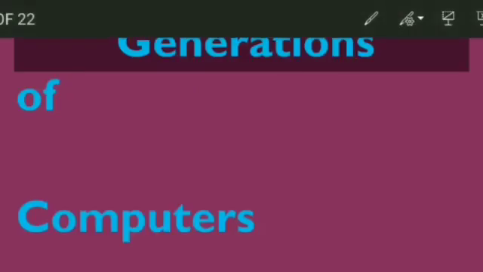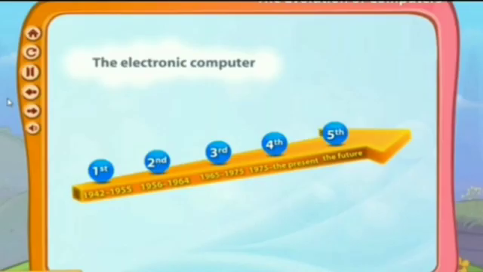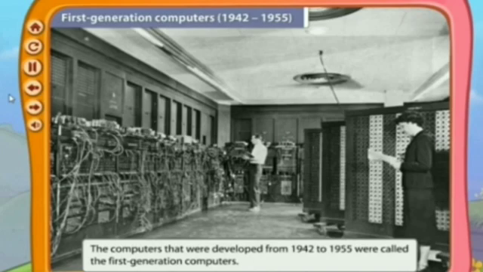Today we are going to see generation of computers. The computers that were developed from 1942 to 1955 were called the first generation computers. Children, see this picture. This is the first generation computers. See how big this is?